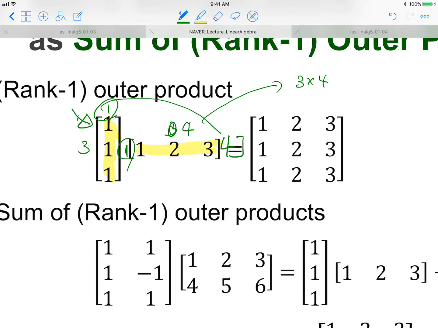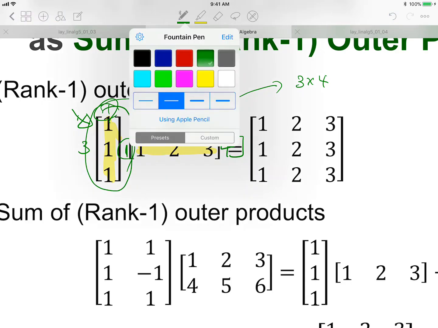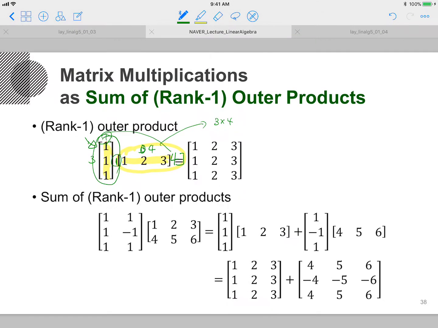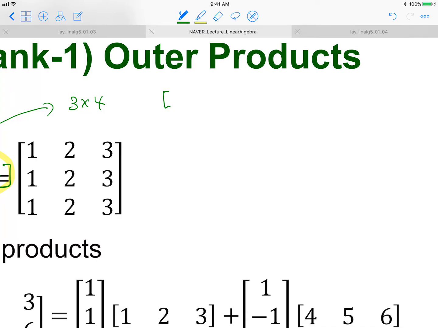So in this case, how many columns do we have on the left matrix? Just one column, right? And then how many columns do we have on the right matrix? So in the case of one, we are considering this 1, 2, 3.